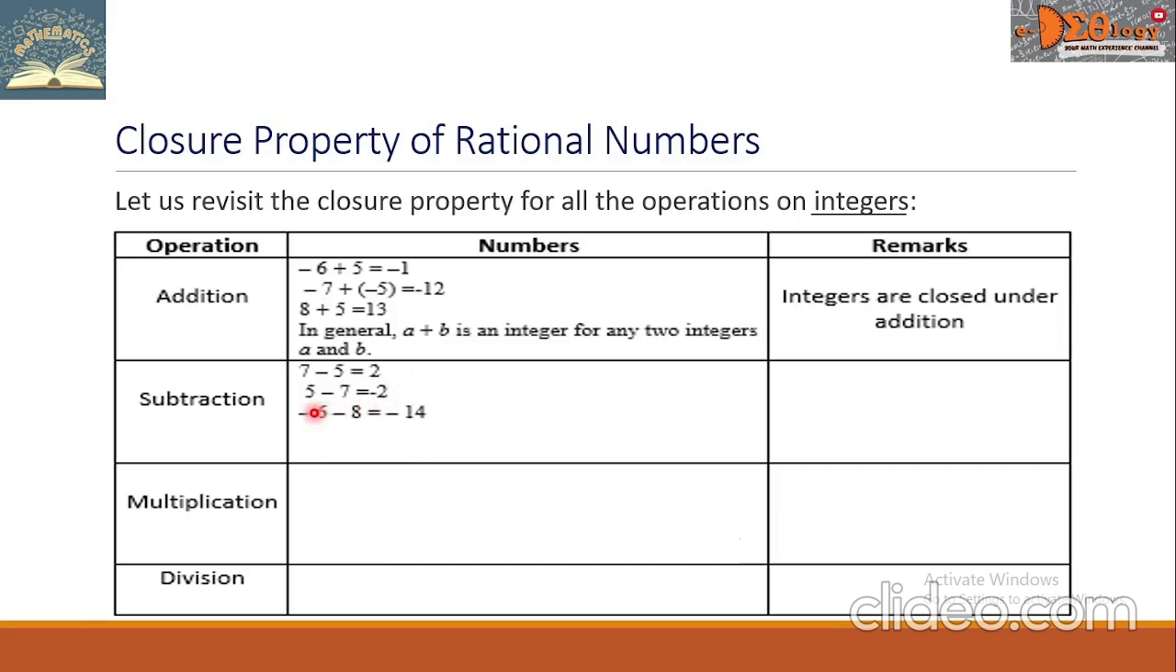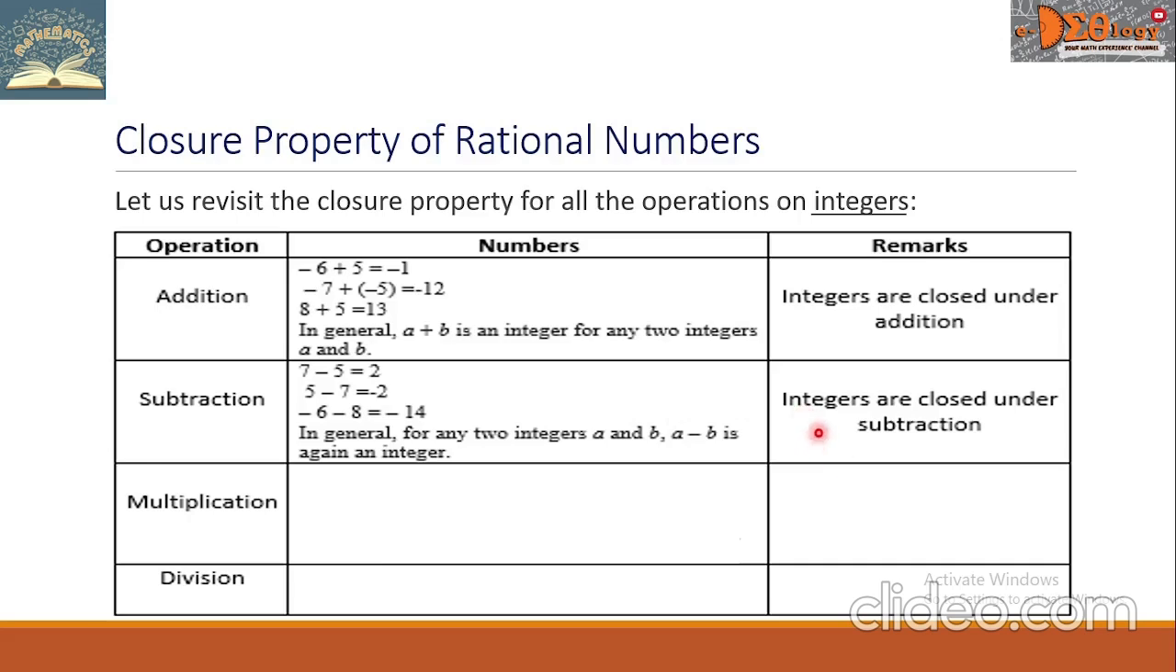Second example, 5 minus 7 equals negative 2. 5 and 7 are integers, and the answer is negative 2, which is also an integer. Third example, negative 6 minus 8 equals negative 14. Negative 6 and 8 are integers, and negative 14 is also an integer. In general, for any two integers a and b, a minus b is again an integer. So we conclude that integers are closed under subtraction.